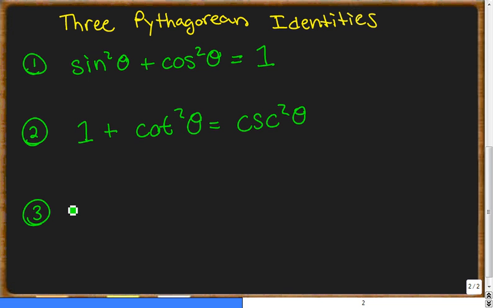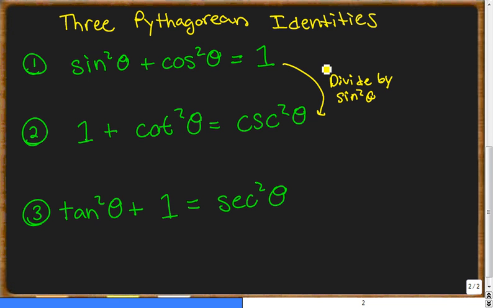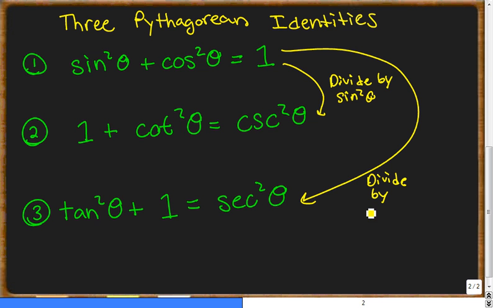Now our last identity is going to be tangent squared of theta plus 1 equals secant squared. And this one comes from dividing our top function all by cosine squared. So we can get each of these bottom 2 identities from the top identity if we divide. So this is divide by sine squared, and this is dividing by cosine squared.